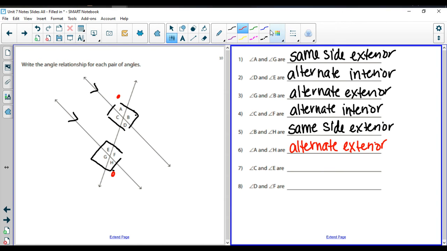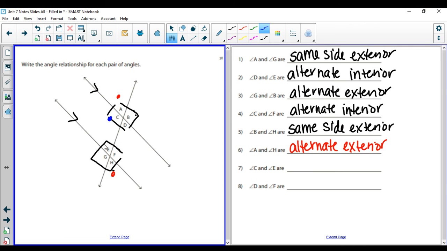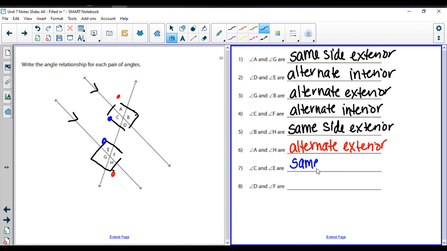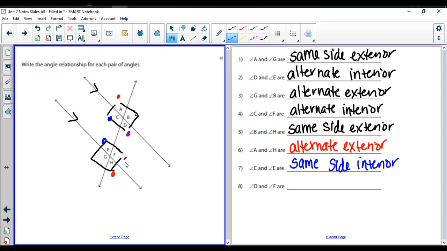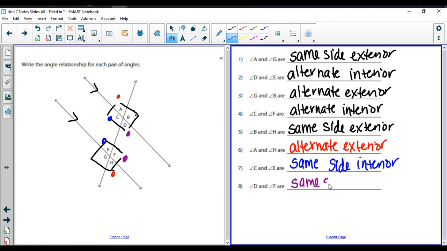And for the next one, C and E, so that's here and here. They're on the same side of the transversal, and they are both inside, so I'm going to call them same side interiors. And then finally, last one here, D and F, right here and here. Those are same side interiors as well, just like that last pair that we had.